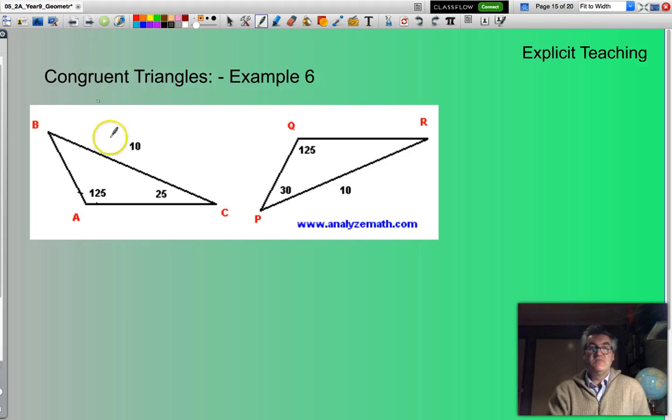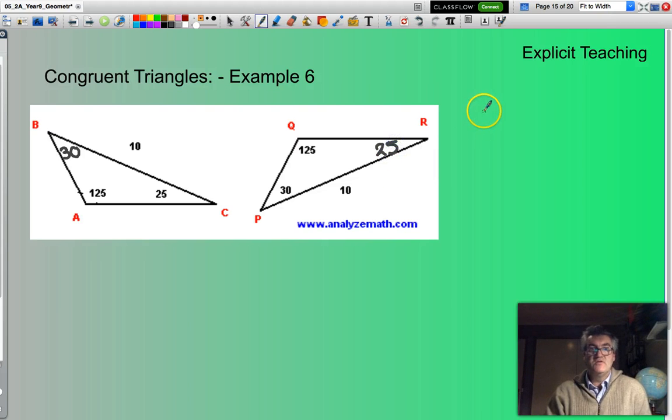Moving on to the next example. Now, this time, quickly looking at the angles, I can say, well, 30, 125, 125, 25. I should work out the missing angles in this triangle, which will give me a little bit more information. So this angle up here will be 30, because when I add up 30, 25 and 125, I get 180. Likewise, this angle here should be 25.